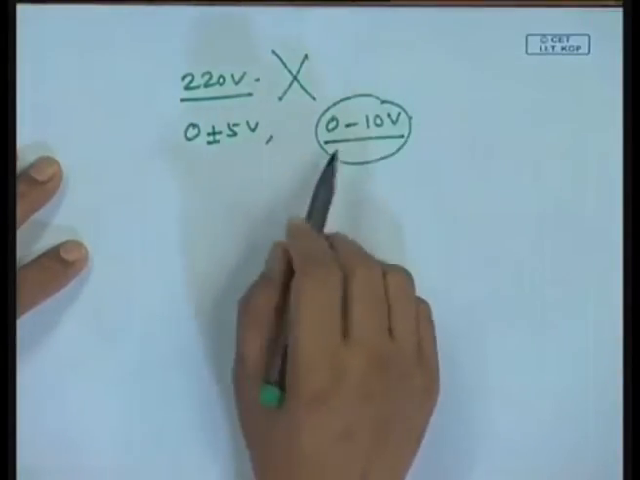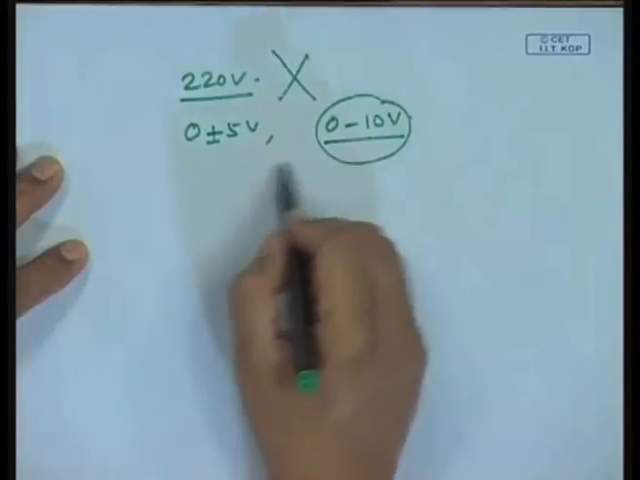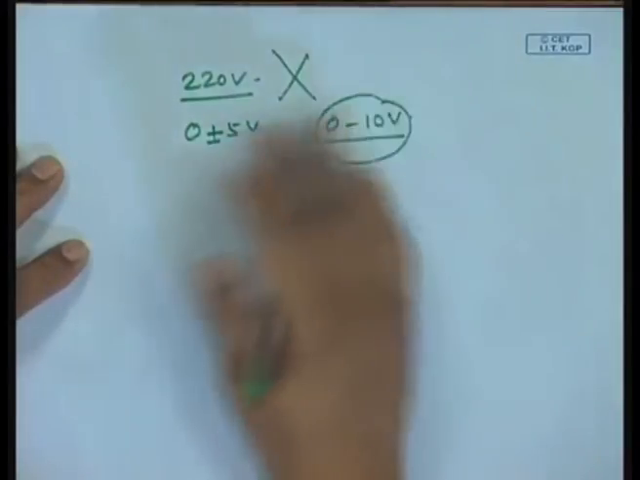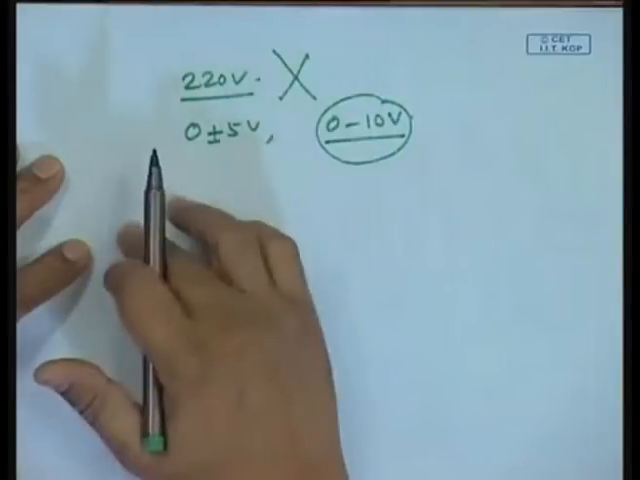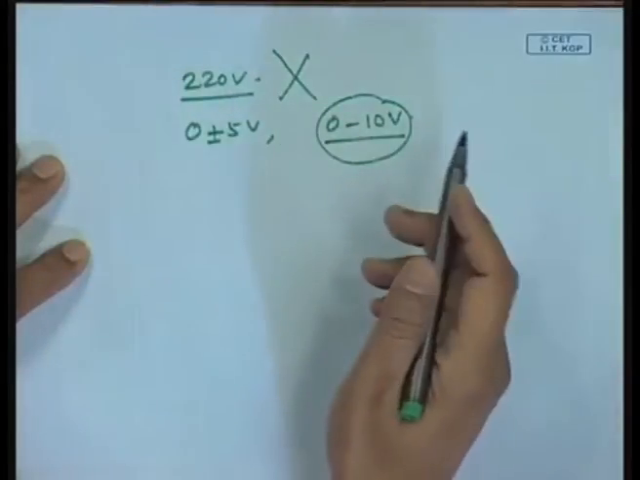It could be bipolar or unipolar. By unipolar I mean 0 to 10 volts on the positive side, and bipolar means it could be minus to plus, this input range.